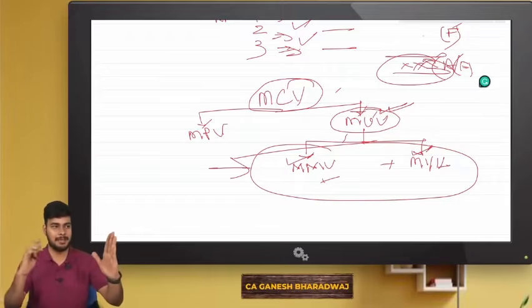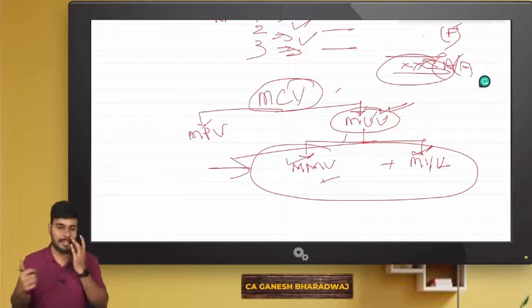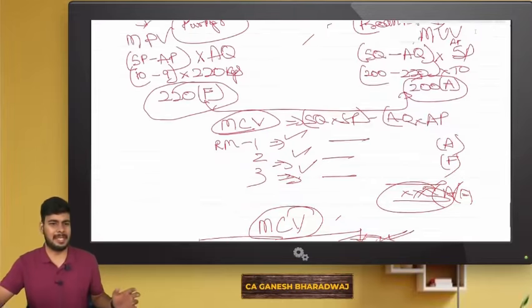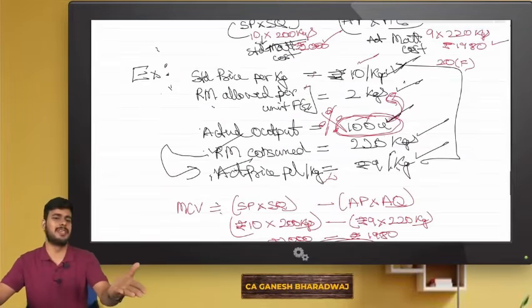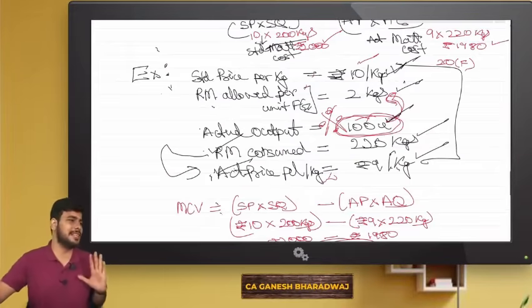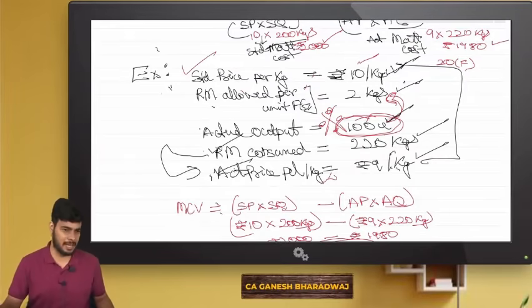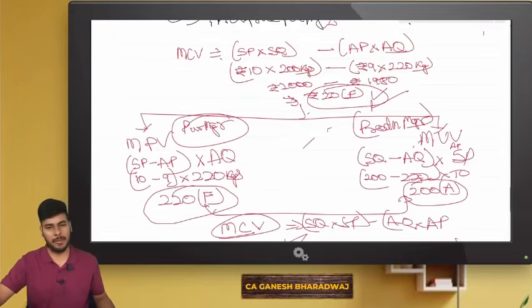Standard price minus actual price into actual quantity. Very good. So now let's get started with the next sum. Basically, some sums will be like this example that I gave you, direct computation. Yes, as easy as this. This is actually an illustration in your study material. Whatever I gave you just now is an illustration directly picked from the study material only, not my own creativity.